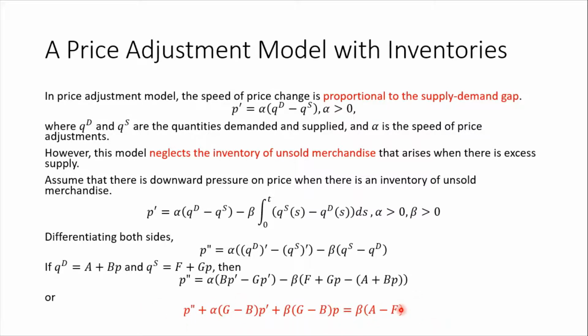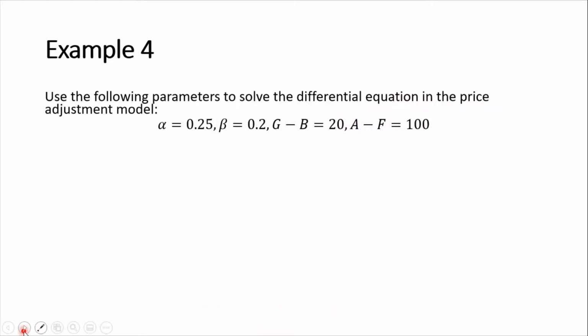And of course, you can find the solution for this second order differential equation. For instance, if we have alpha, beta, g minus b, a minus f equal to this one, I will rewrite the general form of the price adjustment model here.